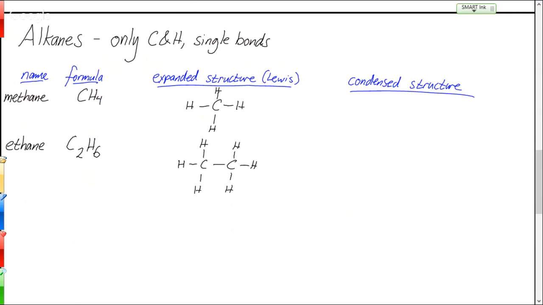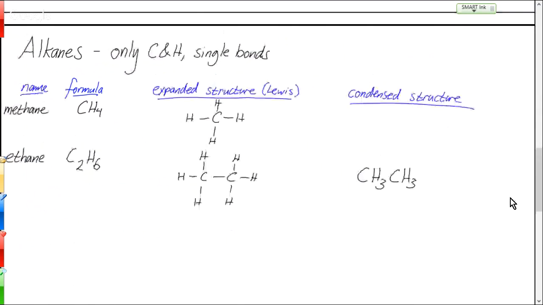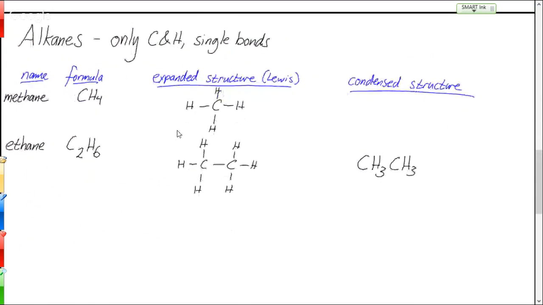So instead of writing everything out, we could write this structure as just CH3CH3. Each carbon in the expanded structure has three hydrogens. So another way to write that is just like this. And that's a whole lot easier and quicker than this, but it means the same thing. For more complicated structures, the other type of condensed structure that you're going to see is condensing the hydrogens in the same way, but also putting lines in between them, like that. It means the same thing. So that's another type of a condensed structure.